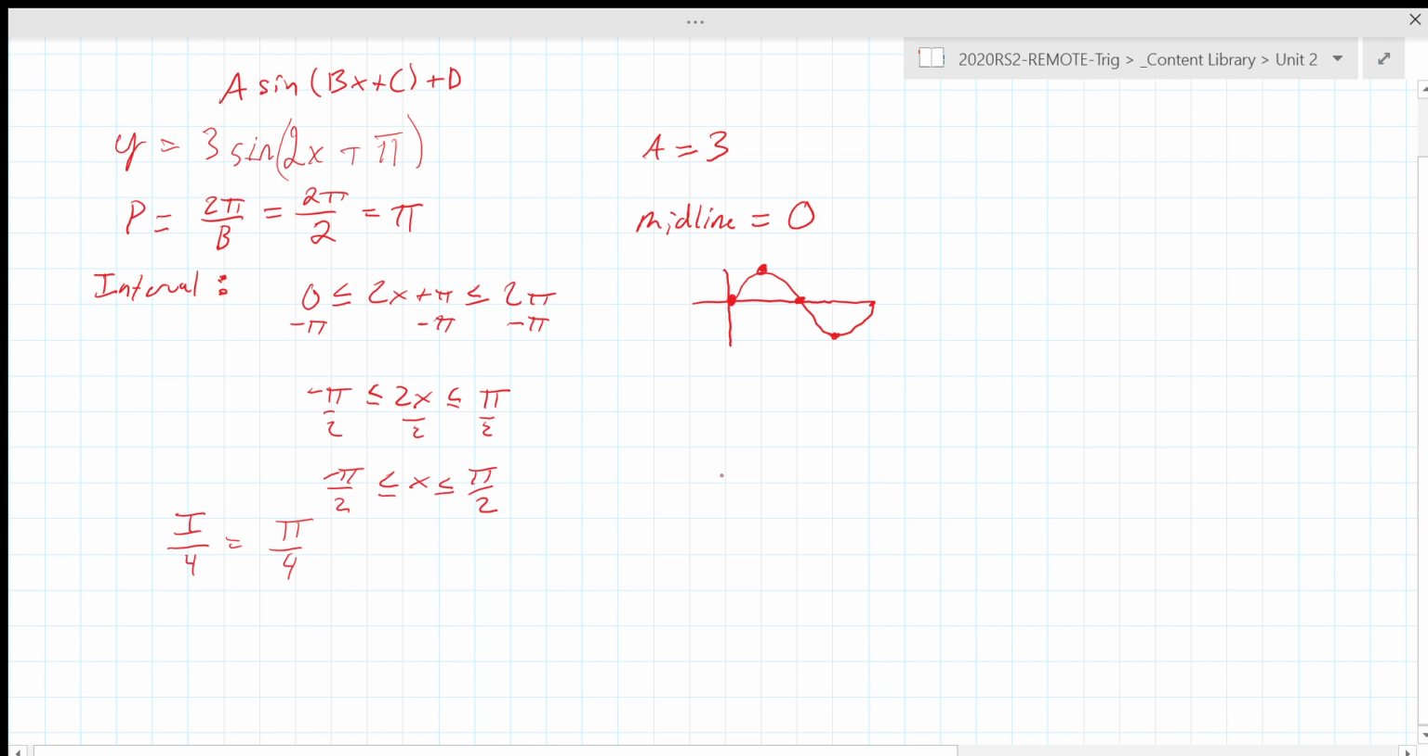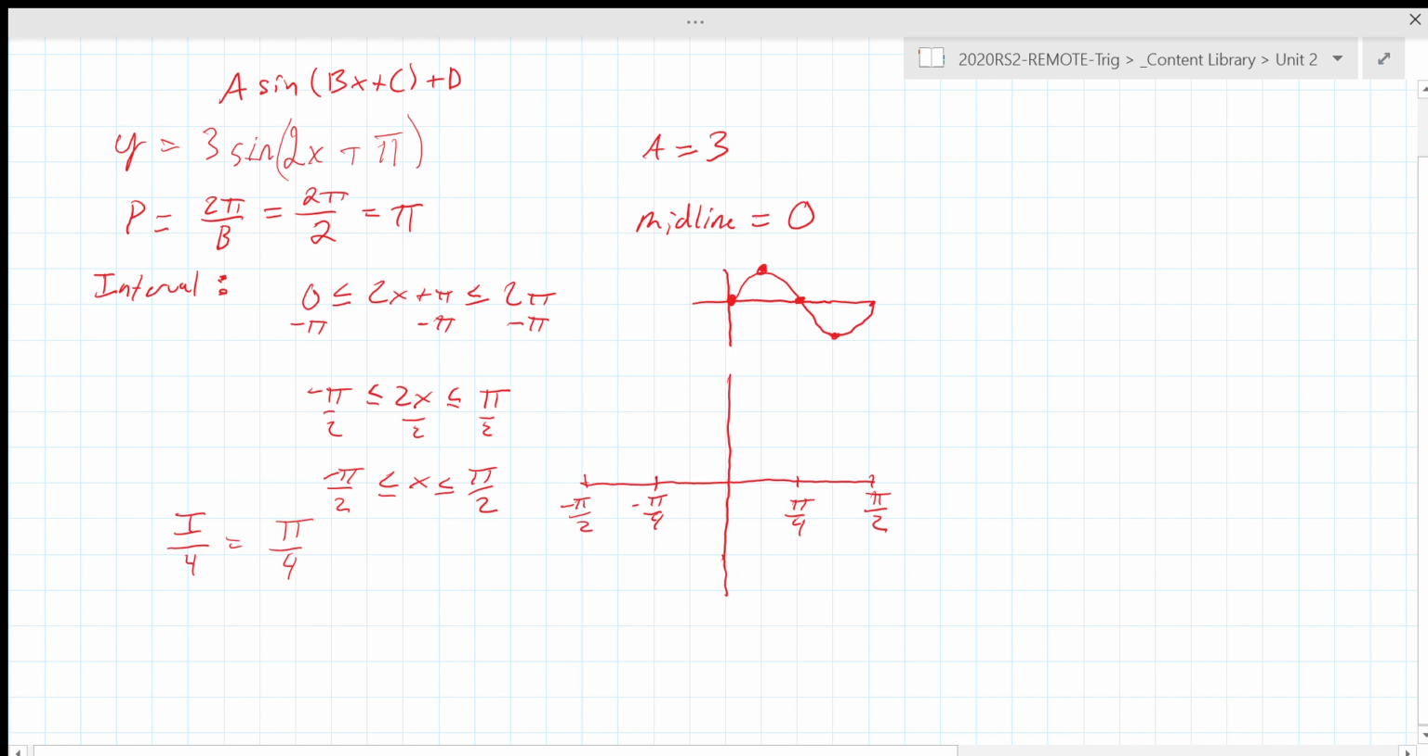And now we're ready to graph. So we'll set up our axes. We're going to be starting at negative pi halves. And then you're adding the interval over 4 each time. So that pi over 4, you're adding that every single time. So the next tick mark is going to be at negative pi over 4. And then you add another pi over 4 and you'll get 0. And then again add pi over 4. And again add pi over 4.